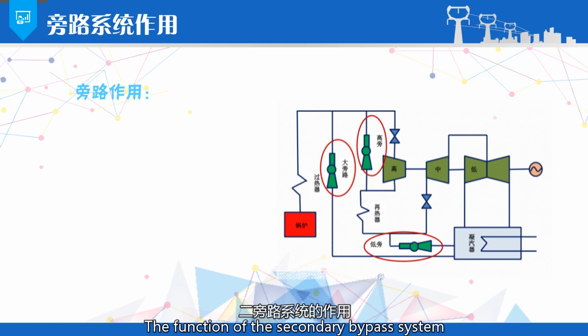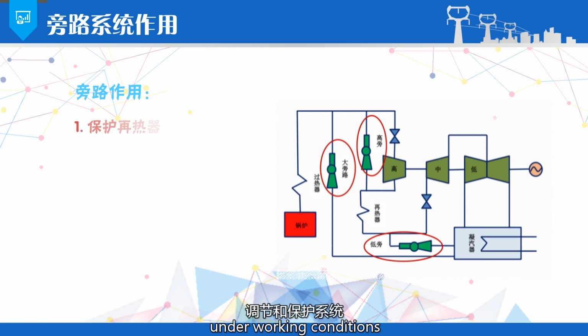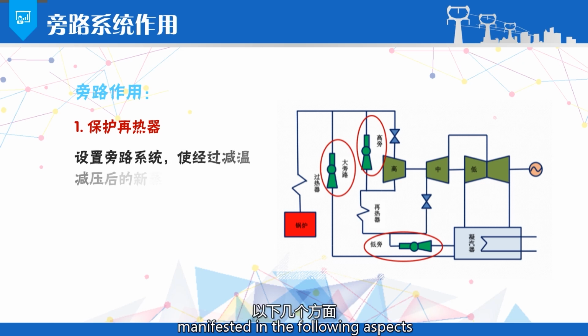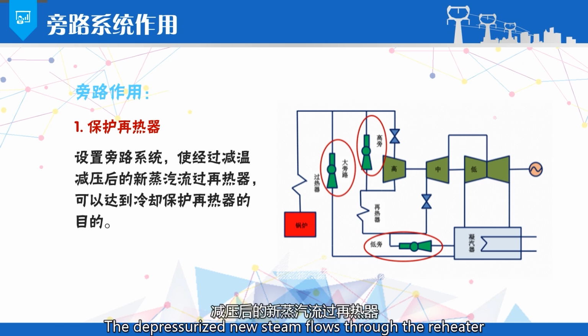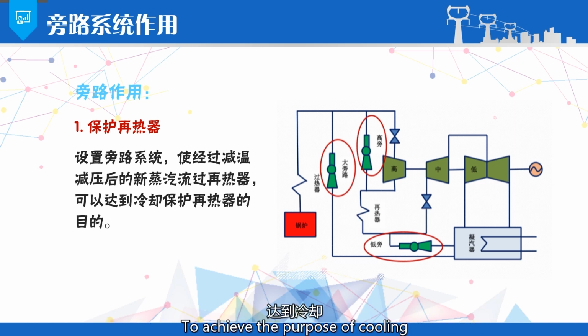The function of the secondary bypass system of the reheating unit is a regulation and protection system for the unit under start-stop and other working conditions. Its main functions are manifested in the following aspects. Protect the boiler reheater before boiler ignition and turbine startup, or during load shedding, by setting up a bypass system to reduce temperature. The depressurized new steam flows through the reheater to achieve the purpose of cooling and protecting the reheater.